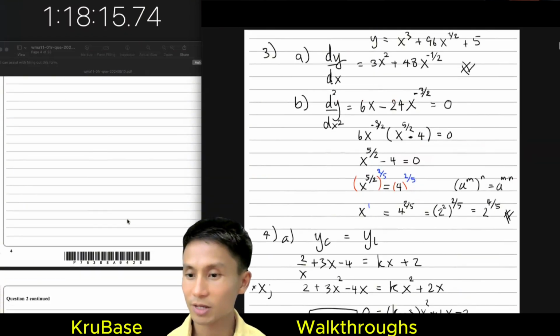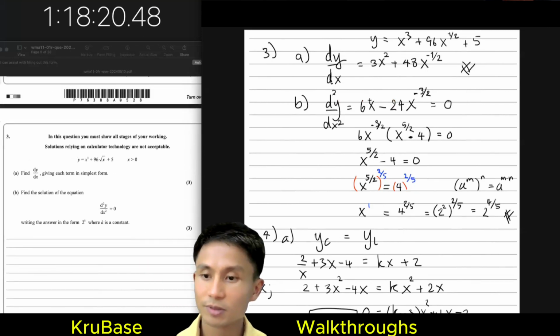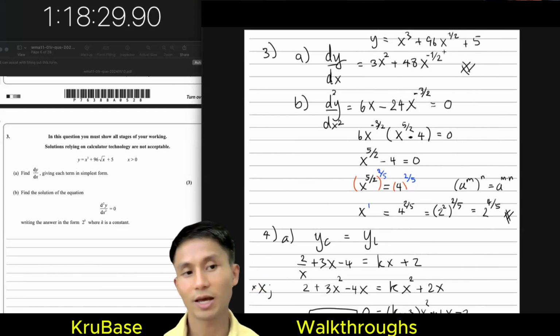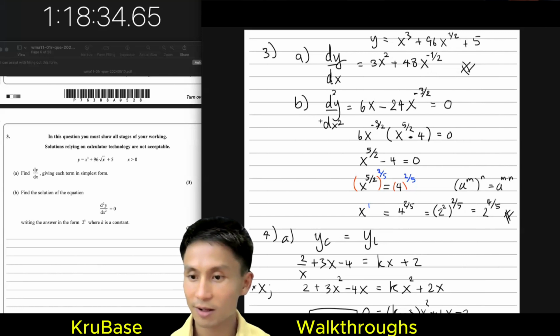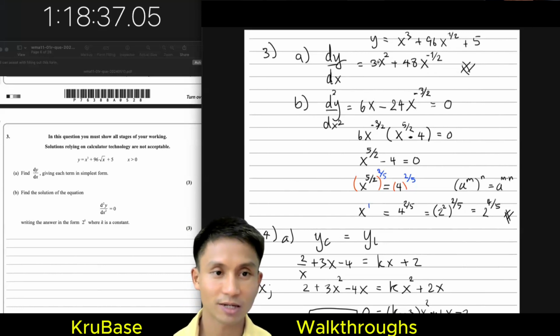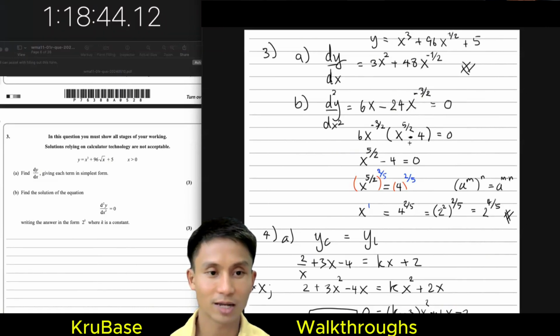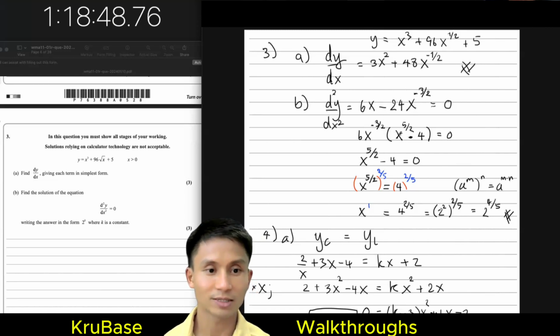Number 3. dy by dx, giving each term in simplest form. Yeah, bringing the half power down, I get 48. Subtracting by 1, I get minus a half. So that's fine. Solution to the equation. So differentiating that again, 6x here, that's right. Bringing that down, I get a minus 24. That is again, equate that to 0. Yeah, factorizing that out.